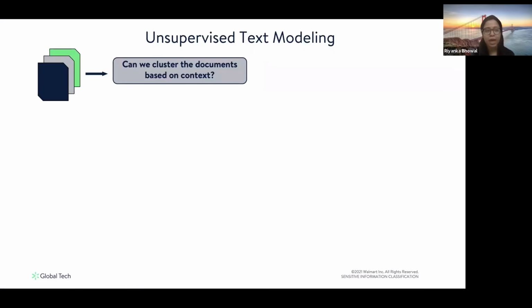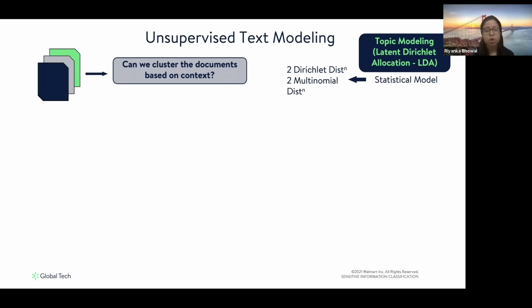Okay, suppose we have a number of documents and we want to segregate the documents based on their context. And we do not have any understanding of what the context could be and what words or sentences it can carry. So for this kind of problem statement, what we use is something called topic modeling. And the model that we use is called latent Dirichlet allocation. It's a statistical model consisting of two Dirichlet distributions and two multinomial distributions.